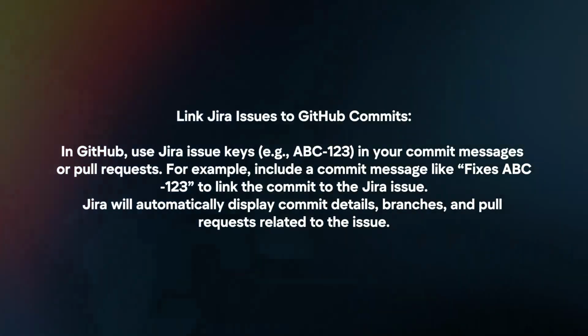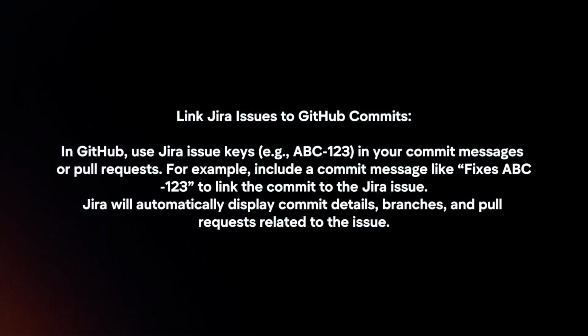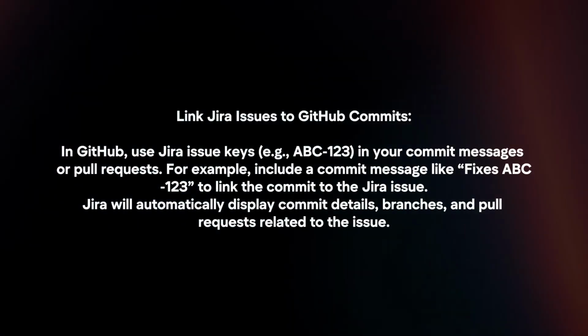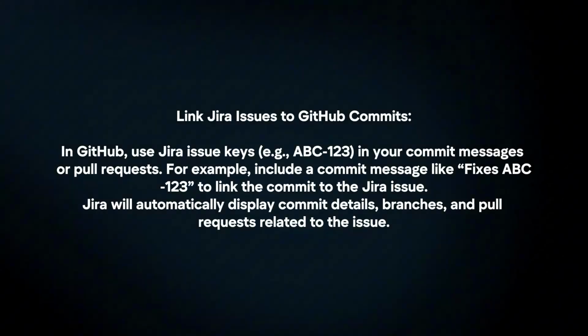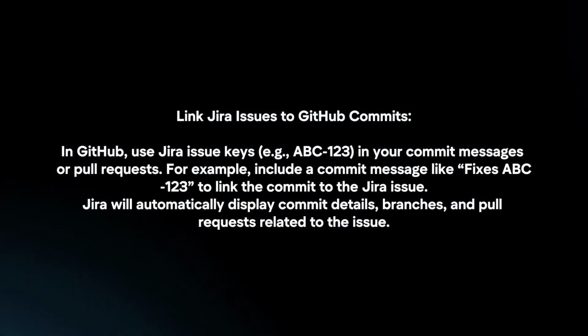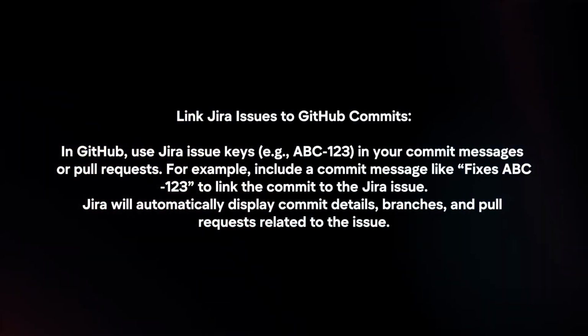Link Jira issues to GitHub commits. In GitHub, use Jira issue keys in your commit messages or pull requests. For example, include a commit message like "fixes ABC123" to link the commit to the Jira issue. Jira will automatically display commit details, branches, and pull requests related to the issue.